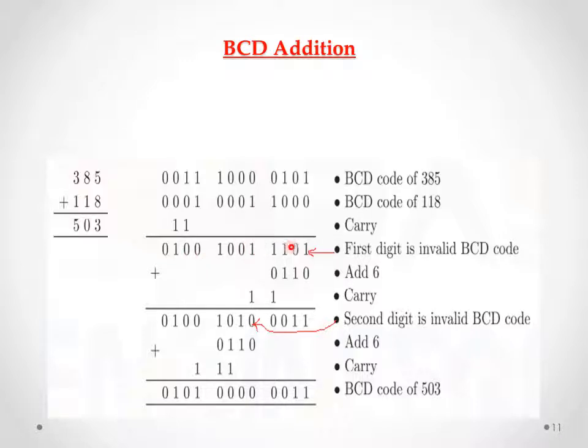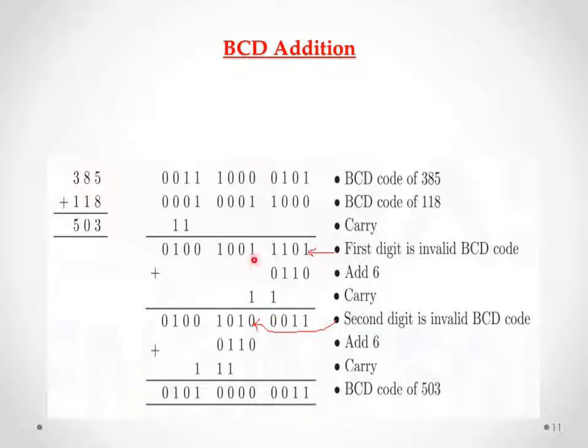This is 11, so invalid BCD. So we are adding 6 to this combination. So 1 plus 0 is 1, 0 plus 1 is 1, 1 plus 1 is 1 0. So sum 0, carry here. So carry is added with this bit. So again 1 0. So sum here, carry is 1 here.